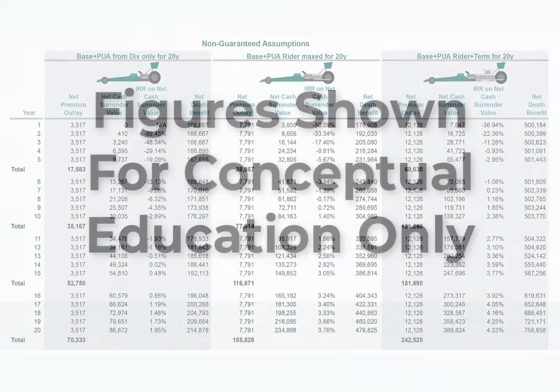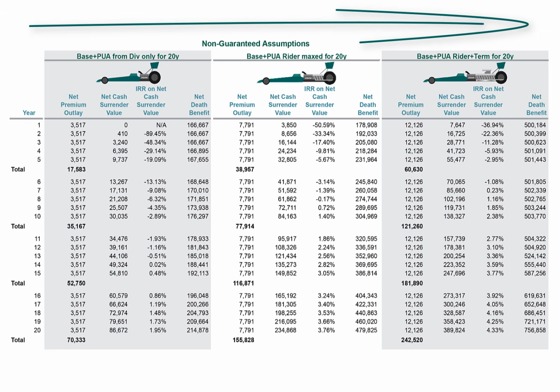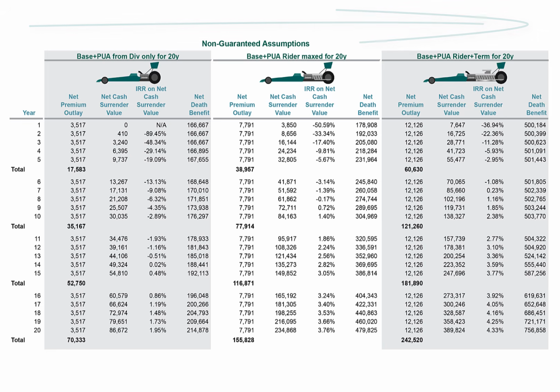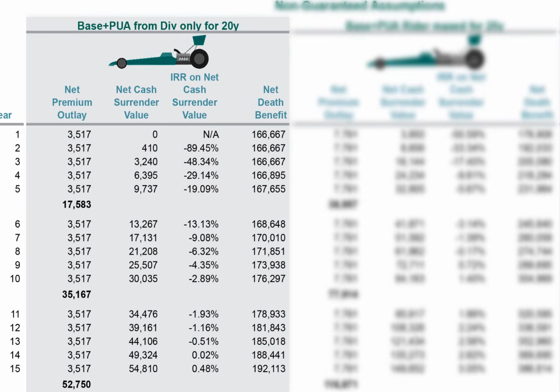Okay, so what we have here is the exact same size base policy, only as we move from left to right, we're adding more and more of the components we just learned about onto our whole life race car. Starting on the left, this is your stock ordinary base whole life policy without any special riders. Starting in year 4, you can tell this particular policy starts receiving dividends because the death benefit starts increasing. This is because we've elected to have the dividends go to buy paid up additions, or PUAs, which will enhance the performance of both the cash value and the death benefit.